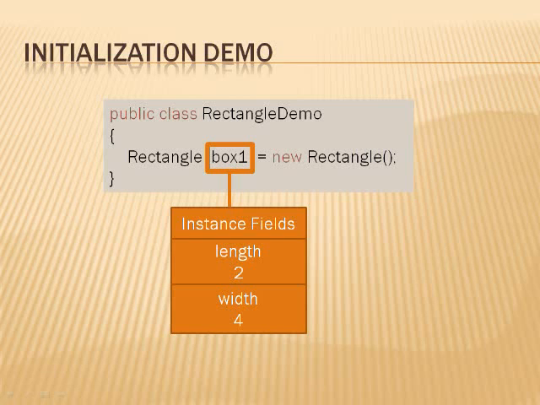Initialization demo. We create the class RectangleDemo. In it, we call the Rectangle constructor with an object box1. The box1 has instance fields of length and width. These are set to 2 and 4 respectively, as defined by our initialization constructor on the previous slide.